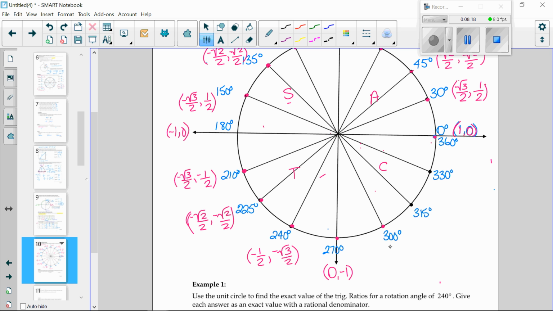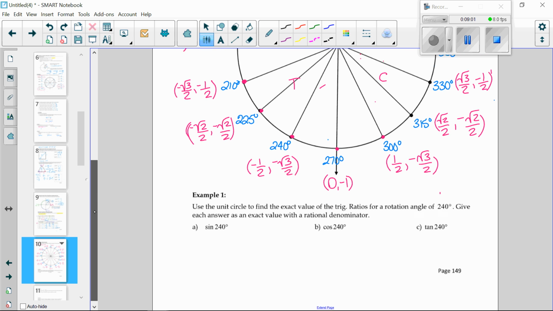300 degrees, what's that one going to be? Well, the cosine is going to be positive because cosine is positive in quadrant 4. So it's going to be positive 1 over 2, negative root 3 over 2. For 315, it's going to be positive root 2 over 2 and negative root 2 over 2. For 330 degrees, it is going to be positive root 3 over 2 and negative 1 over 2. And then 360 is going to be the same as 0 degrees, 1 and 0.